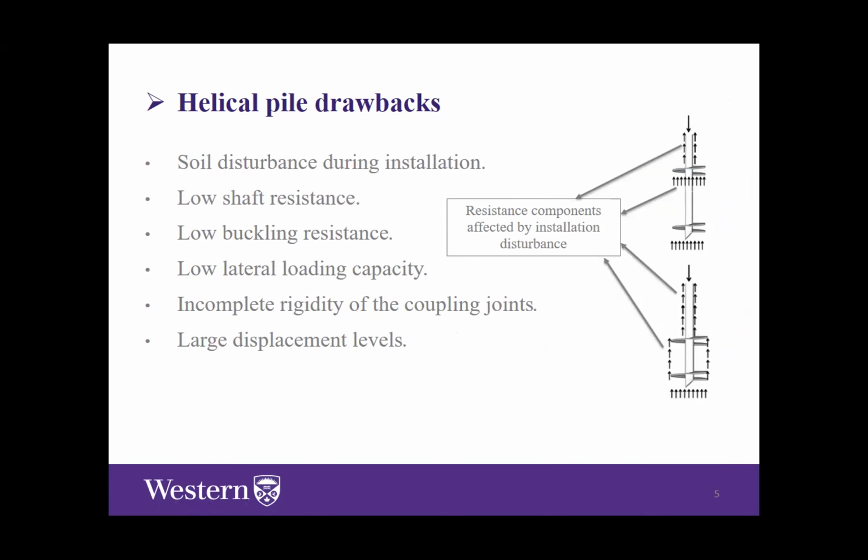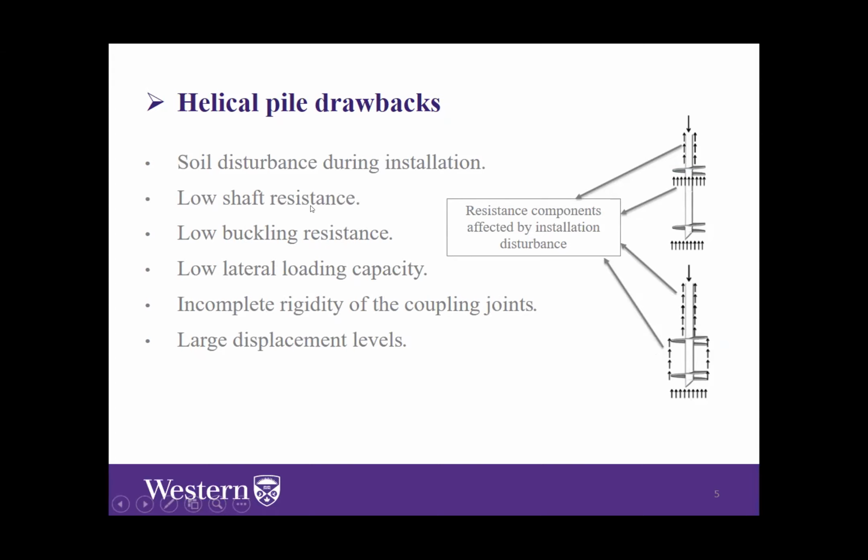So what are the drawbacks of the helical piles? The rotation of the helical pile inside the soil causes some soil disturbance during the installation. And this soil disturbance affects the contribution of these resisting elements. Because of the disturbed soil, we have a reduced shaft resistance. We might have a reduced end-bearing resistance for the upper helix, or the cylindrical shear might also be affected due to this shaft resistance.